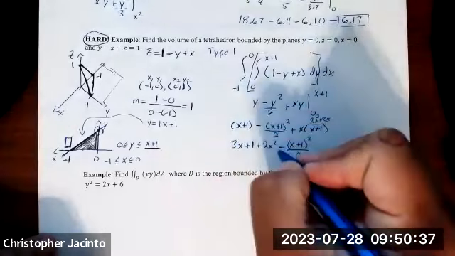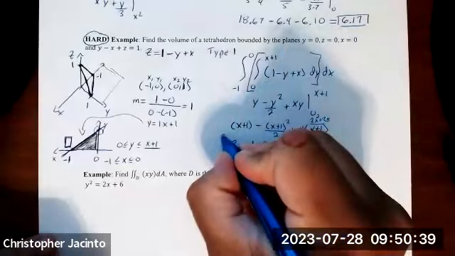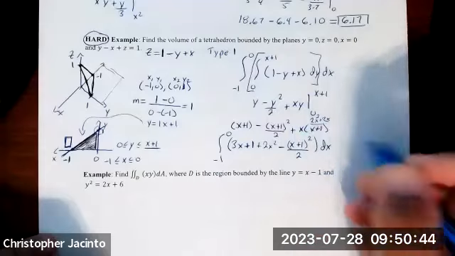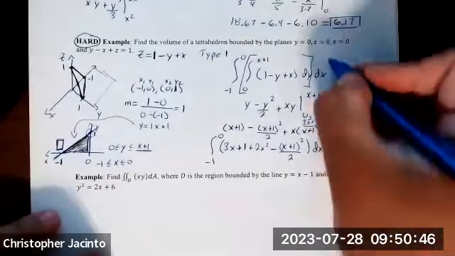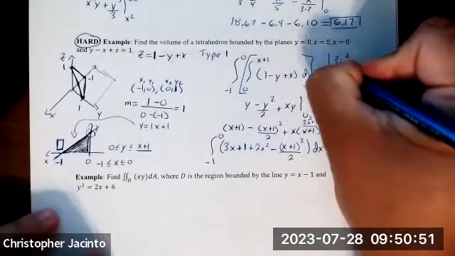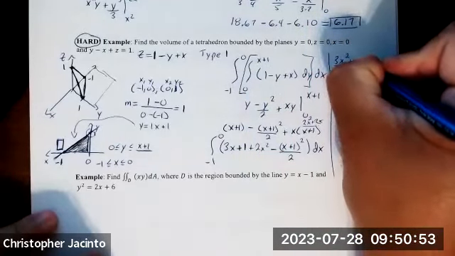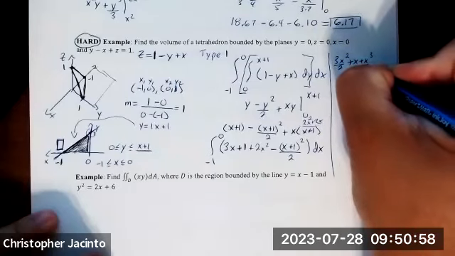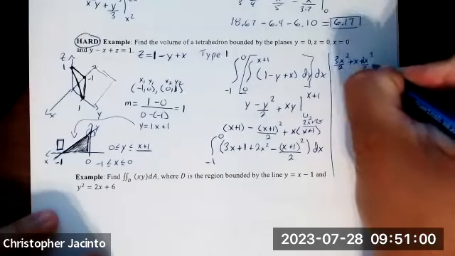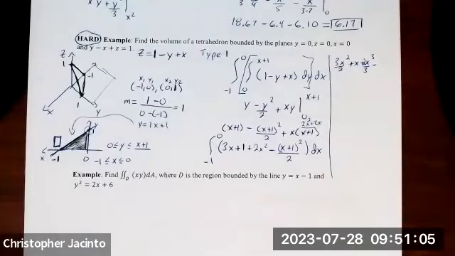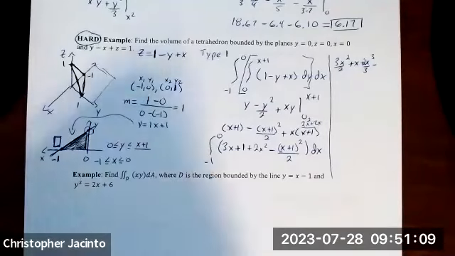All right, and now we're going to integrate this with respect to x. So 3x squared over 2 plus x plus x to the third over 3. I'm running out of space here. Let me get another piece of paper. All right, let me start over from here.